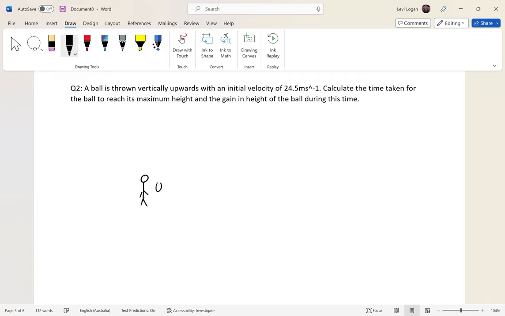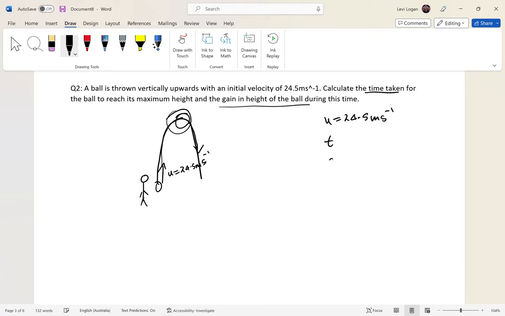Alright, so let's just draw a diagram of what's happening. A ball has been thrown up and it goes back down. So it has an initial velocity, u is 24.5 meters per second, so we're going to put that over here. It's going to fly up, hit a max height, and fall down. So what we've got to do is calculate how long it took to get to the max height, and determine the max height. So we're looking for t and s.